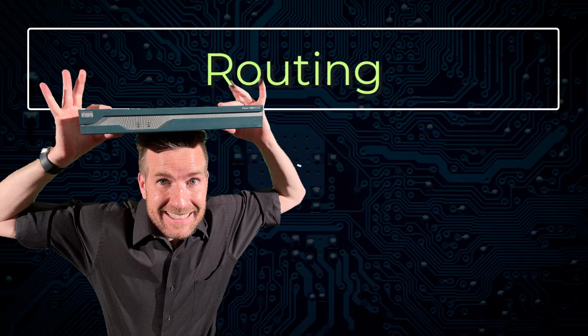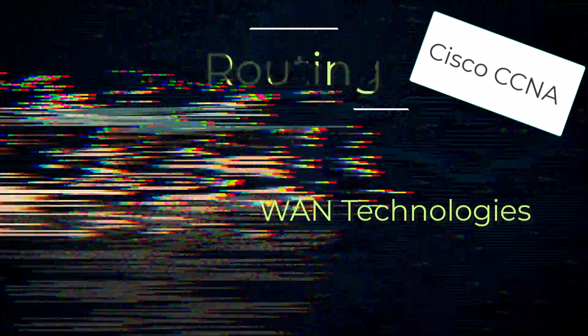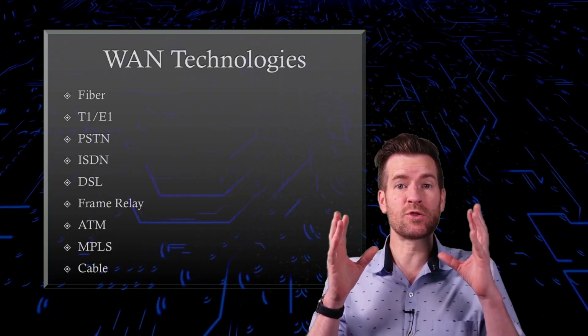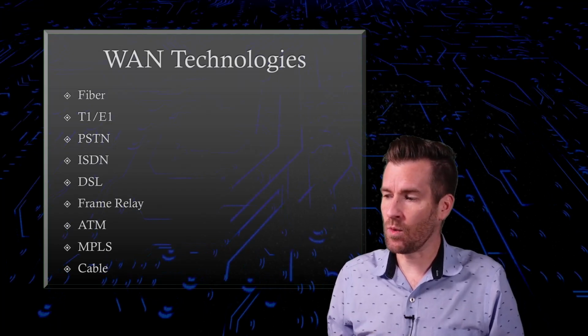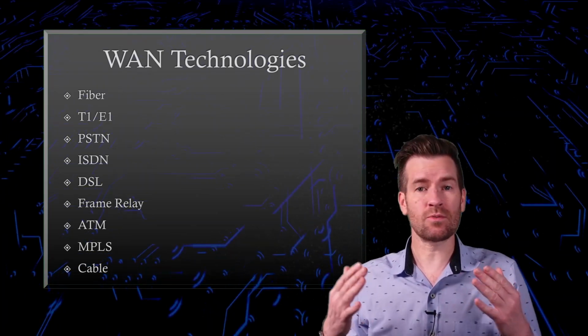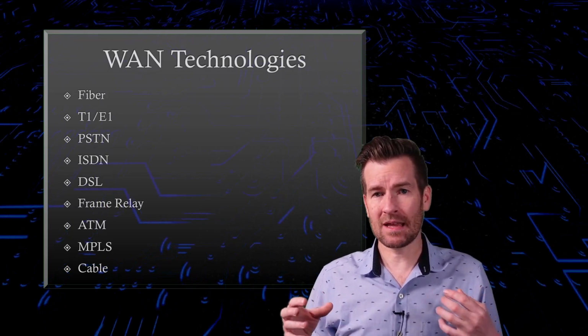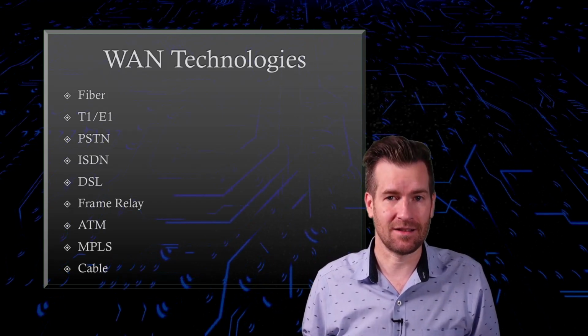So let's talk about a few of the technologies you would see out there. I'm going to run through several of the technologies that you would see out there, such as fiber, T1s, ISDNs, DSL. So we're going to just run through these technologies. I'm going to make just a few mentions about some highlights of each of these technologies.